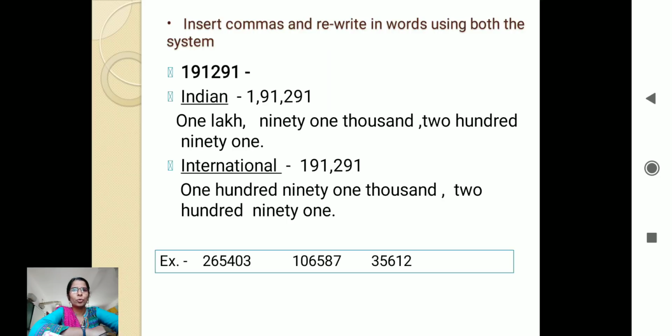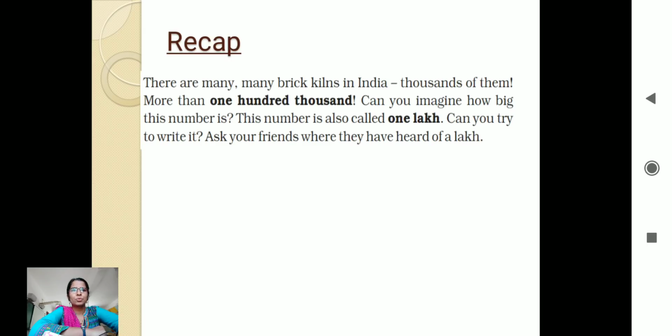Okay? So, just recapitulate what all we have learned in this Indian system and international system. You might be thinking why I have been telling you all this. As we have seen in the brick kiln, there were so many hundred thousands of bricks being arranged, right? We just recollected the counting of the number, why it is being read so differently. But the number is the same. Like there were many brick kilns in India, thousands of them, it is written, more than 100,000.